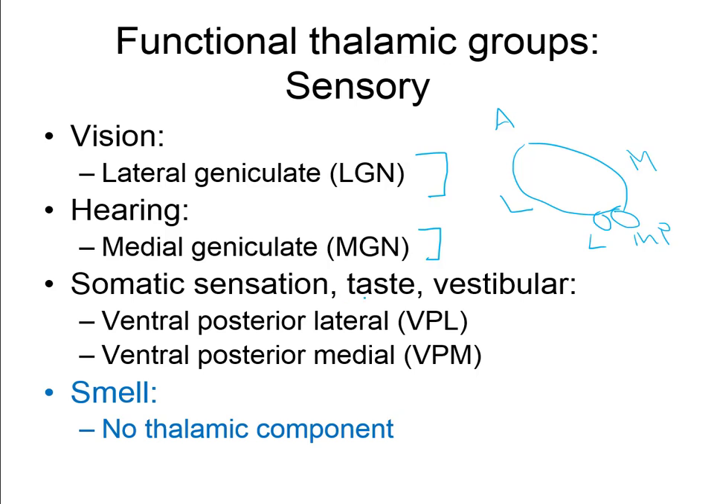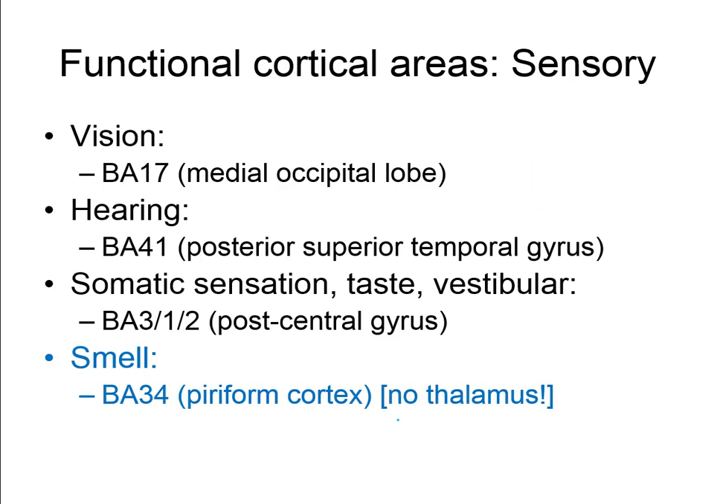All of our somatic sensation, and in fact taste, because it is associated with your perception and sensory input on your tongue, even though they travel in completely different nerves, process in different places, end up together. And your vestibular information, the awareness of vestibular information, ends up in VPL and VPM. And this will make, again, a somatotopic map. And smell, remember, has no thalamic component. So where are the sensory organs? Where's the sensory cortex for this?